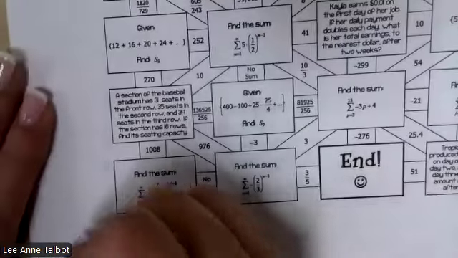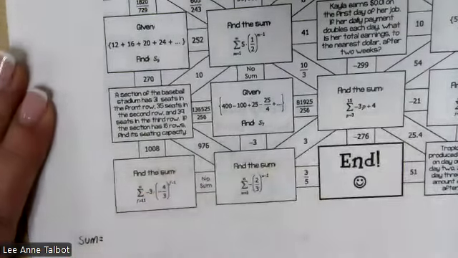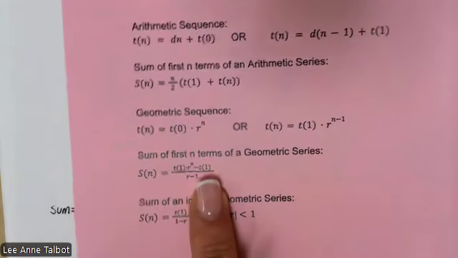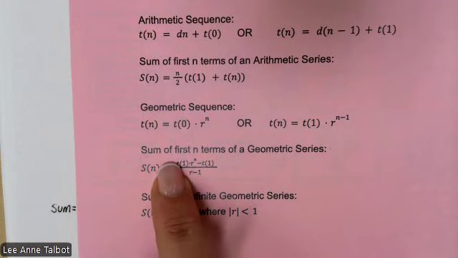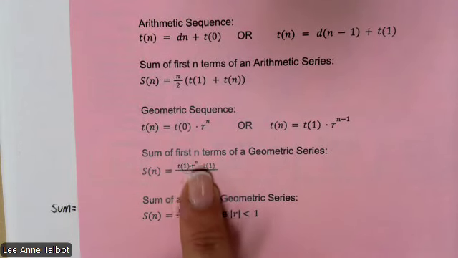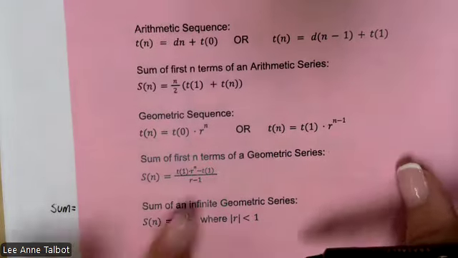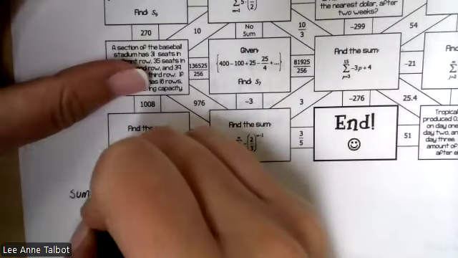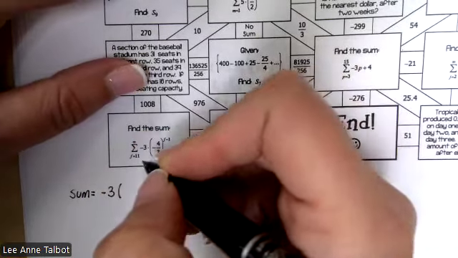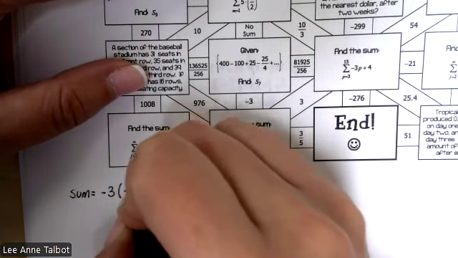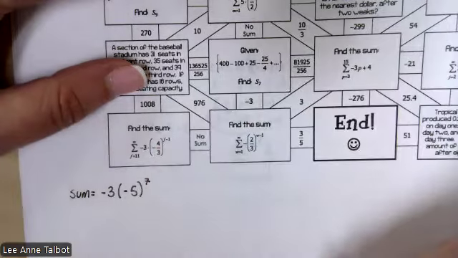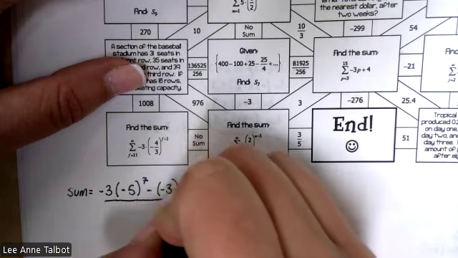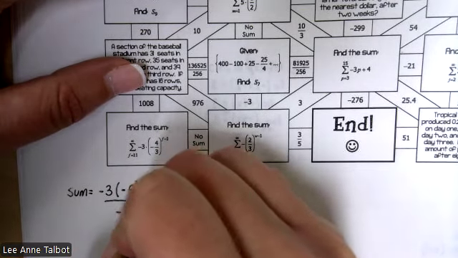Okay, so come down here. Sum equals, and the finite geometric is this one, the regular one, which is first term times r to the n minus first term over r minus 1. First term is -3. R is -5. N is 7. And then minus -3 over -5 minus 1.